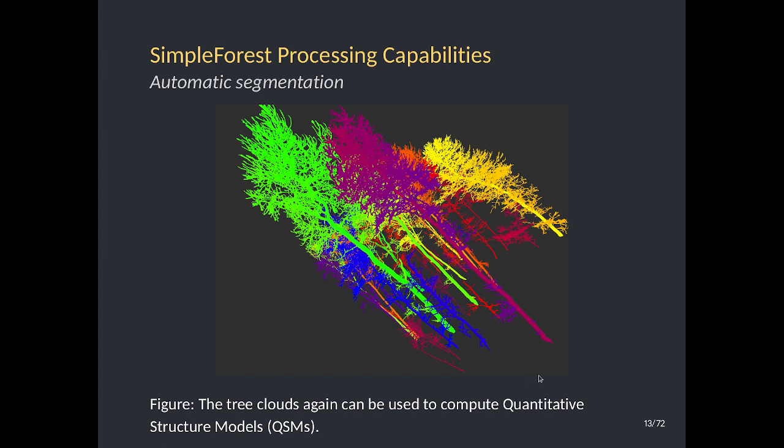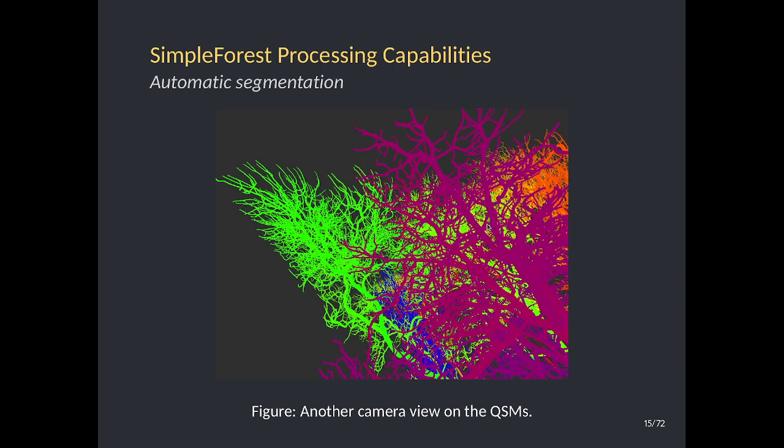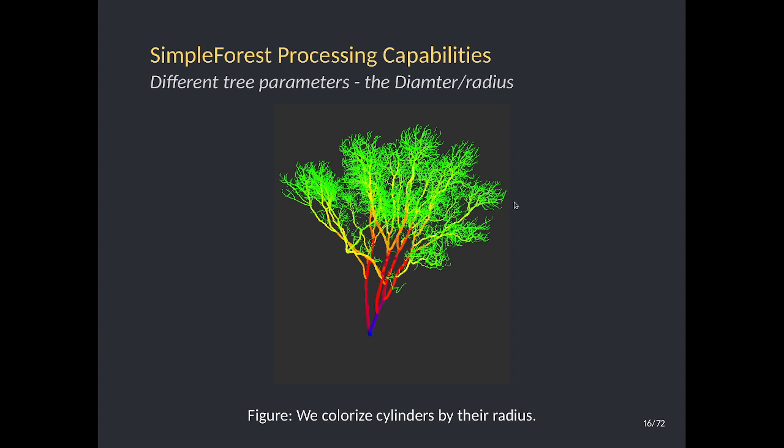We can build so-called QSMs out of this cloud. We see it here. They are cylindrical models which are topologically ordered. So we fit thousands, tens of thousands, and hundreds of thousands of cylinders into each tree subcloud. We can see those cylinders at the twigs. We might suspect overestimation here. So we can also run ecological filters on the tree models, and this improves the radius prediction of all these cylinders. If we zoom in, we just get another view on the trees.